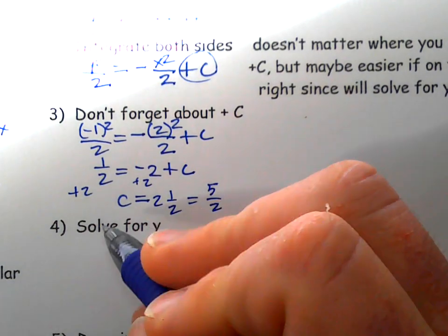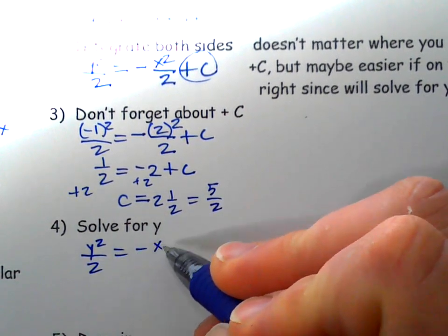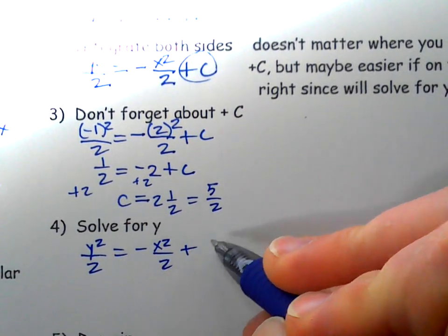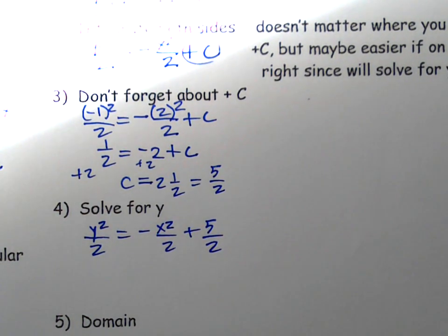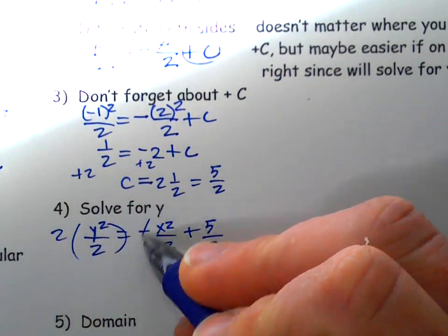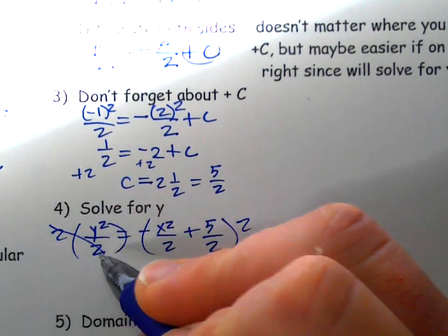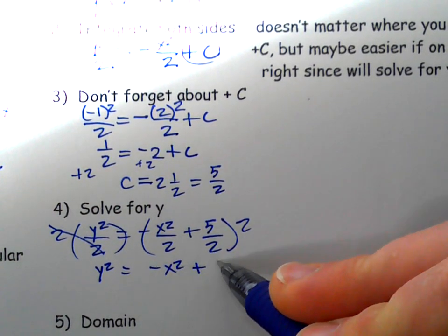So then we're going to rewrite it: y squared over 2 equals negative x squared over 2 plus 5/2. And now for the tedious part, getting y by itself. So I'm going to multiply both sides by 2. That's going to give you y squared equals negative x squared plus 5.